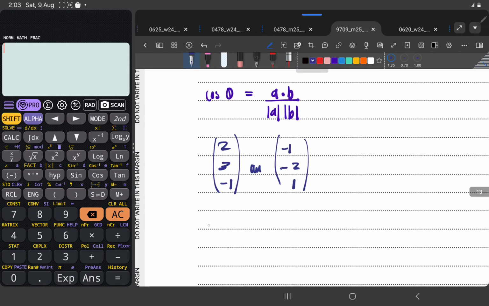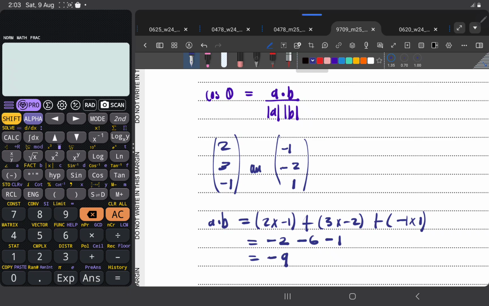So A dot B is equal to multiply the x values, 2 times negative 1, plus 3 times negative 2, plus negative 1 times 1. We are going to get a solution. 2 times negative 1 is negative 2. 3 times negative 2 is negative 6. Negative 1 times 1 is negative 1. This becomes minus 2 minus 6 minus 1.